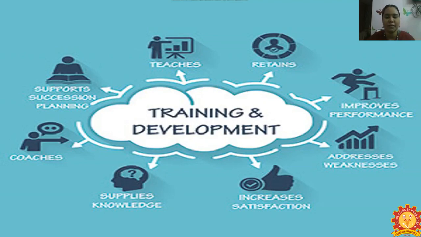And before we go to the slide of unit 1, we just have an image here that talks about training and development. What do you infer from this image? What can you understand from this image? We have a cloud which says about training and development, and you have different arrow marks being displayed. So what do you infer from this slide? It says that training and development is going to involve all these activities. So it is going to involve teaching, it's going to involve retaining the content which is being taught, it is going to involve performance evaluation of the trainees, it is going to comprise of addressing the weaknesses, identifying your strengths, increasing the satisfaction of employees, it is going to supply the trainees with knowledge, it is going to coach the trainees, and it is going to support in succession planning. So training and development is a very interesting topic which is going to involve all these concepts.